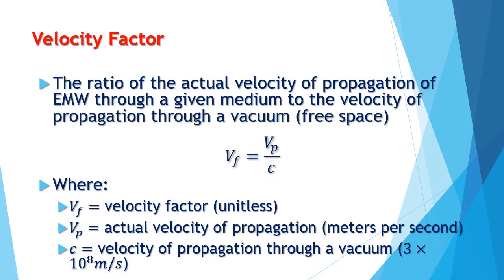Velocity factor. Velocity factor is the ratio of the actual velocity of propagation of the EM wave through a given medium to the velocity of propagation through a vacuum. It is given by the formula V_f = V_p / c, wherein V_f is the velocity factor, V_p is the actual velocity of propagation, and c is our velocity of propagation through a vacuum, which is equal to the speed of light, 3 × 10^8 meters per second.